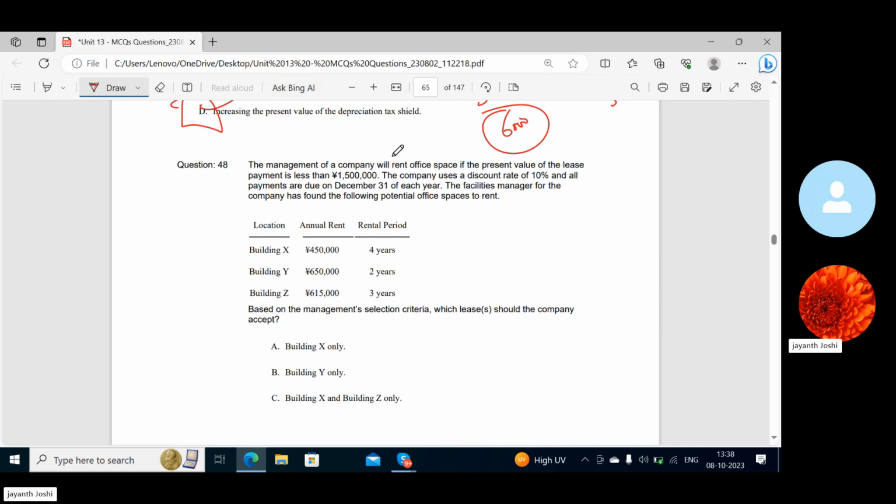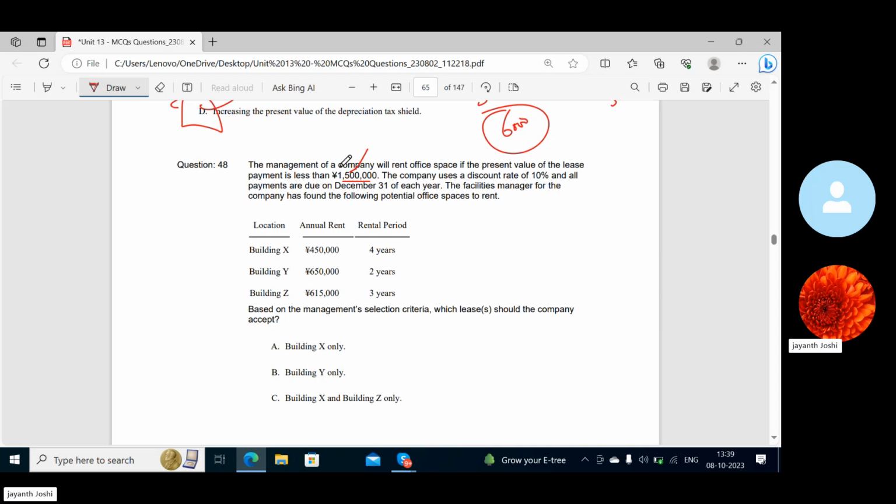The management of a company will rent office space if the present value of the lease payment is less than this. See, the management of a company will rent, so they will take the property on rent, right? If the present value of lease payment is less than this, there is a difference between lease and rent. Rent is every month you have to pay. Lease you can fix as per the agreement.